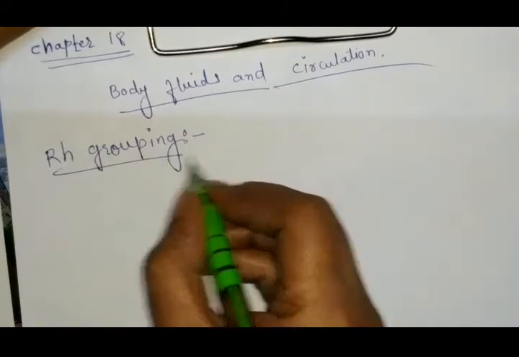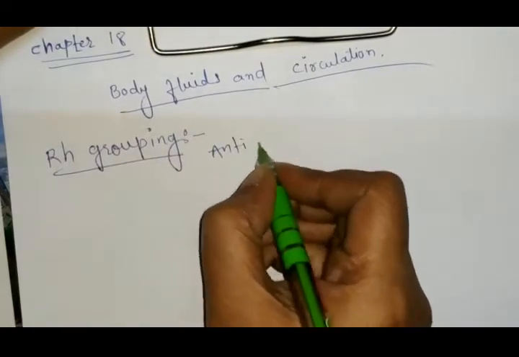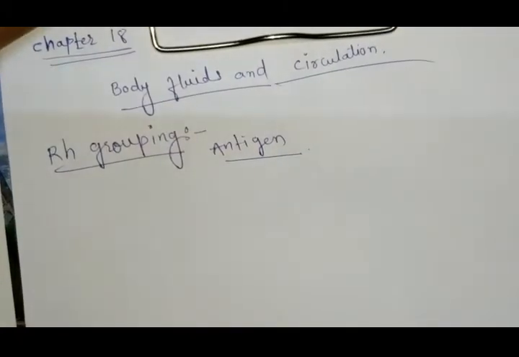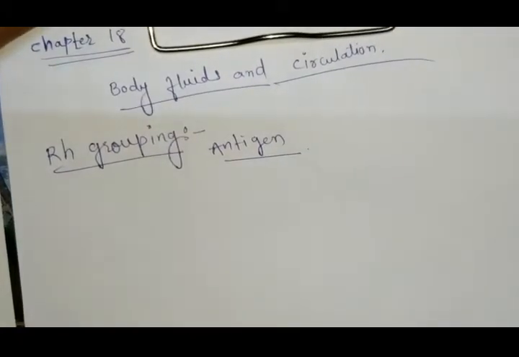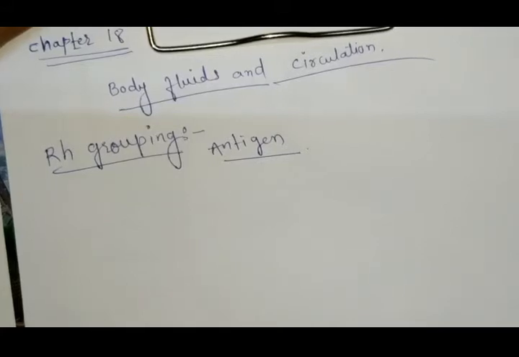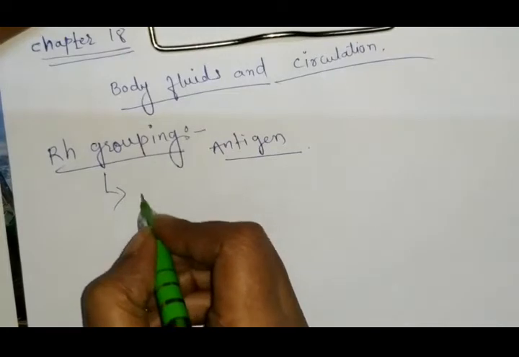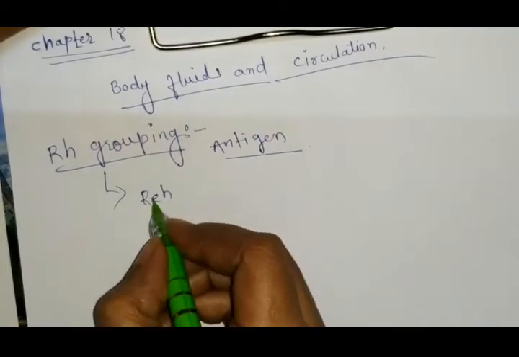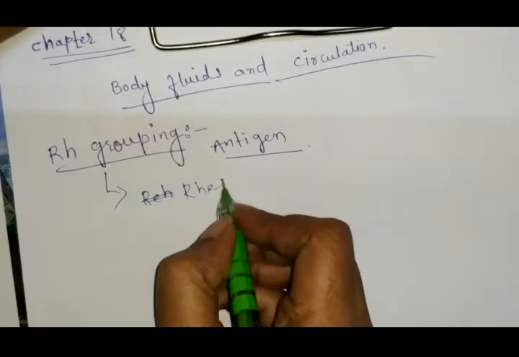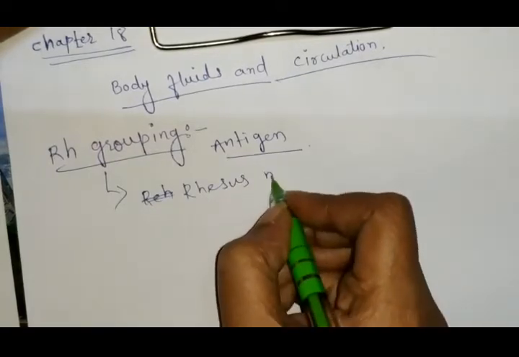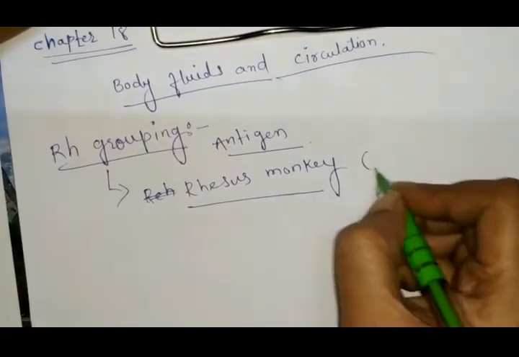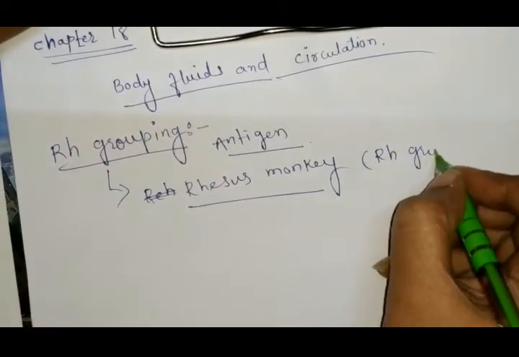Rh is an antigen, and this Rh antigen is similar to one present in rhesus monkeys, hence it is called Rh. First of all, it is found in the rhesus monkey. Which monkey? Rhesus monkey. And that's why it is named the Rh group.